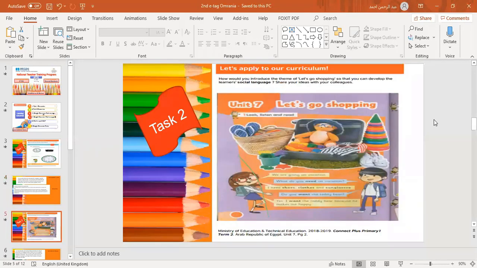It was about teaching let's go shopping. Now, Miss Yasmin, can you tell us about this activity? You have already written about it.